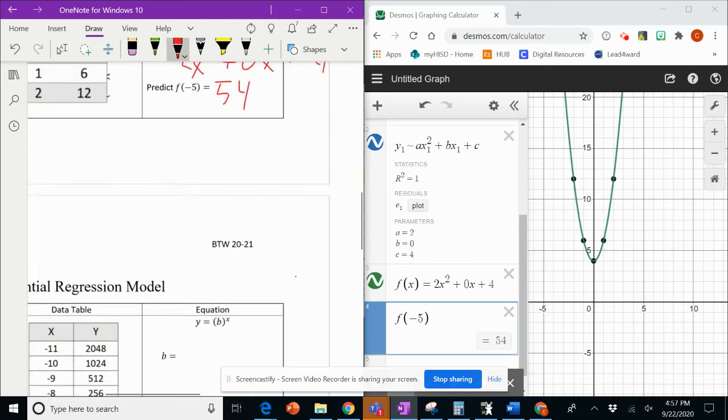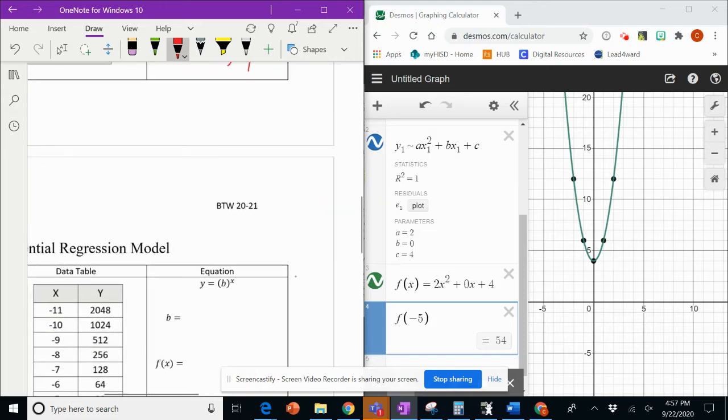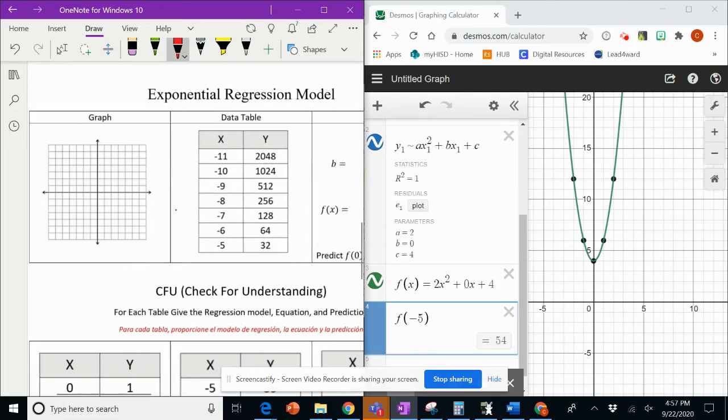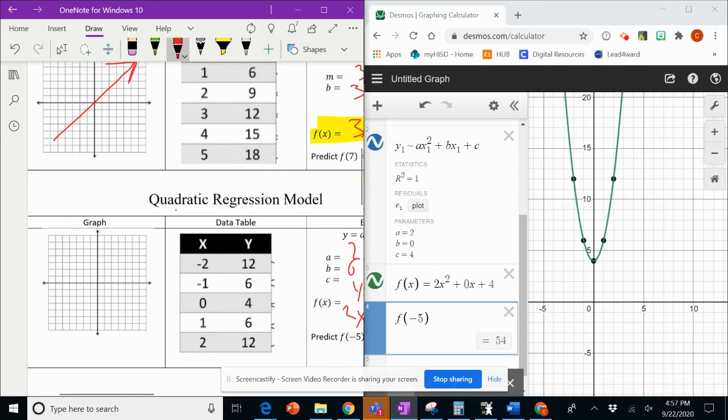All right, so let's do the last one. Let's do the last one real quickly. So first, remember, step 1 is enter our data points.